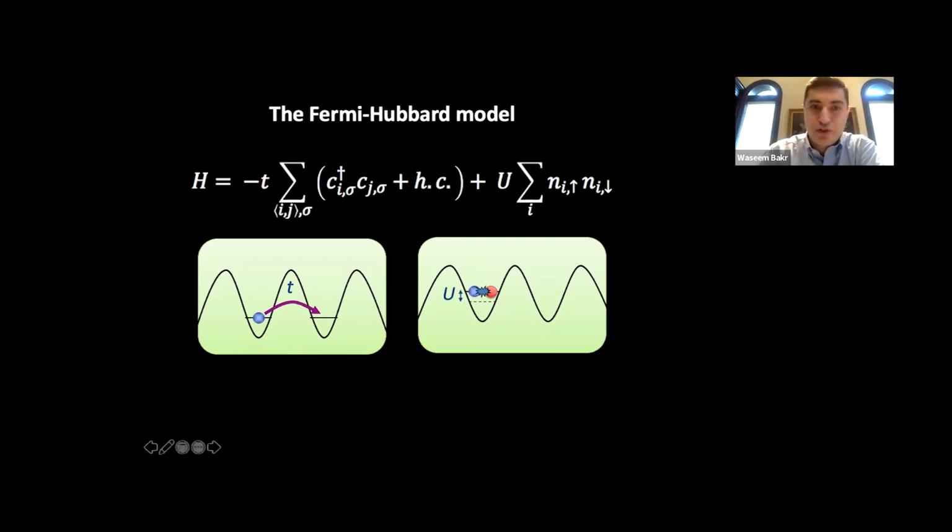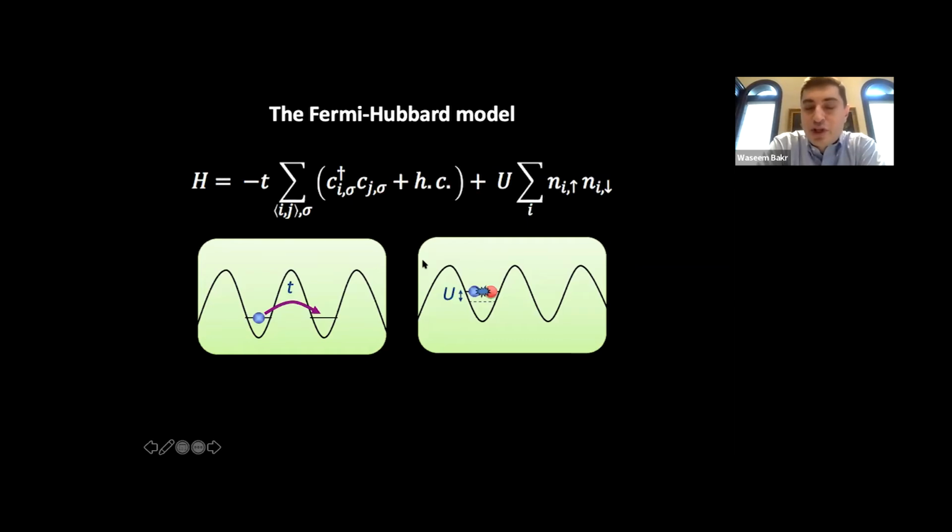So the first term is a hopping term. They can hop around between neighboring sites. So i and j are site indices, and we're just hopping between neighboring sites. And the sigma index here is a spin index. So the hopping preserves the spin. In this case, you're destroying a fermion on site j and creating another one on site i, or the opposite process, with a matrix element t.